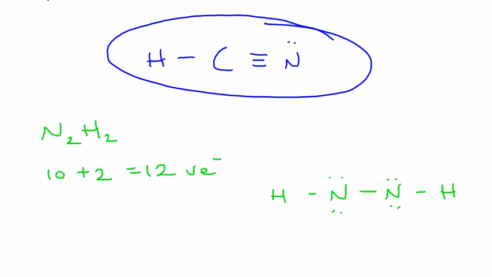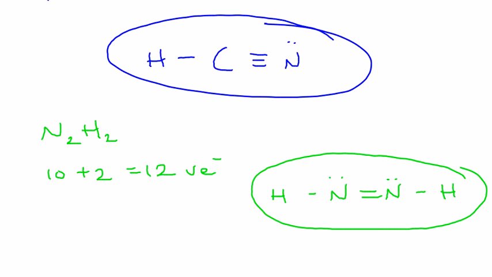6, 7, 8, 9, 10, 11, 12, 13, 14. That's too many valence electrons. So let's erase a couple of these lone pairs and put in another bond there. Now we've got 8 valence electrons in bonds plus 4 as a lone pair, and that gives us 12 valence electrons. So there is your Lewis structure for number 12.